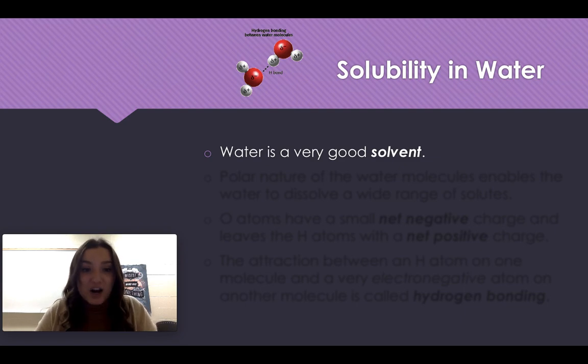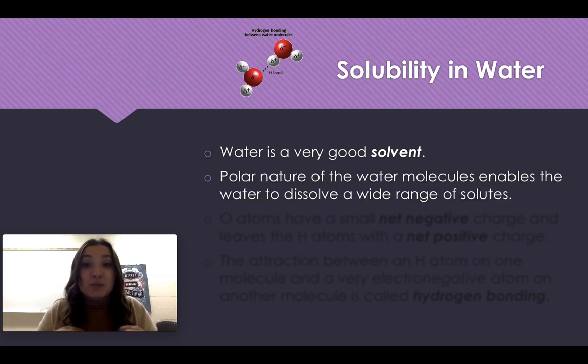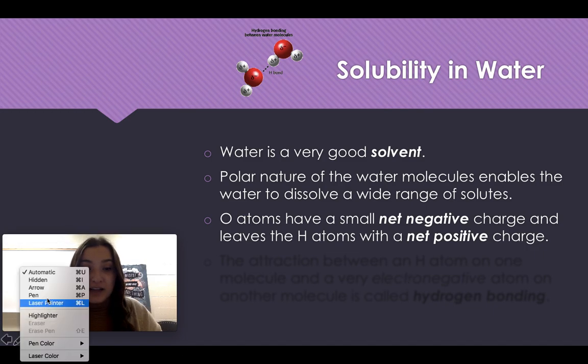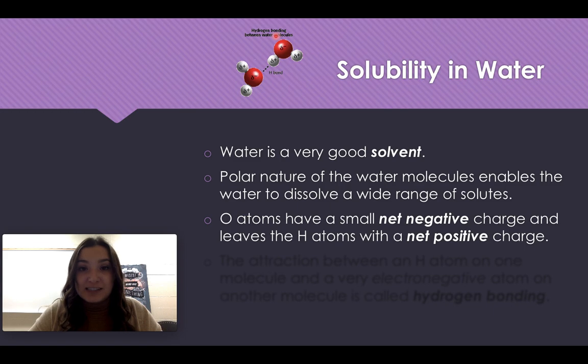So water is a very good solvent. Its polar nature of the water molecules enables the water to dissolve a wide range of solutes. So we know that water is a polar molecule, and that's the reason that it's such a good solvent. The oxygen atoms have a small net negative charge, and that leaves the hydrogen atoms with a net positive charge. And if we look at the picture up here, the red oxygen has the net negative charge, and our two hydrogens are left with a positive charge.